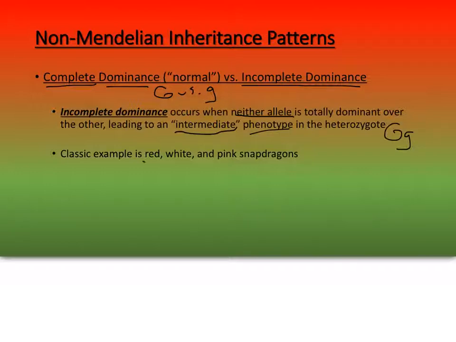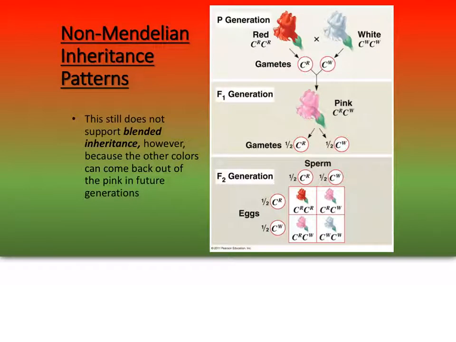That classic example that you've learned a couple different times now is red, white, and pink flowers, particularly snapdragons, that we see in this picture right here. So red and white are both, the color here is an incompletely dominant trait. So if you cross a red flower with a white flower, you get a pink flower, the heterozygote that has both this R allele and this W allele.